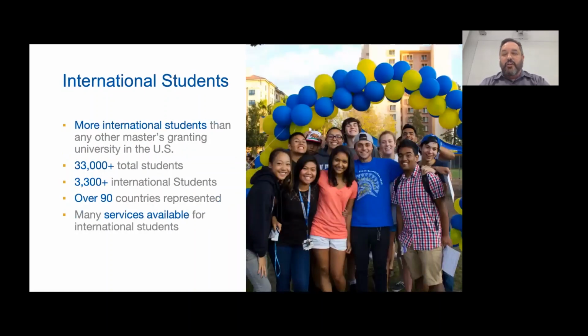International students, in total we have 33,000 students at my campus, with 10% of that being international students. So that's a very high statistic. We're very proud of that number. 90 different countries represented on campus. So with that many international students at my school, you can rest assured that our university knows what they're doing in terms of working with international students, providing services for international students. 10% is a very good number of international students. For master's granting degree institutions in our category, we're actually ranked #1 for the most international students.